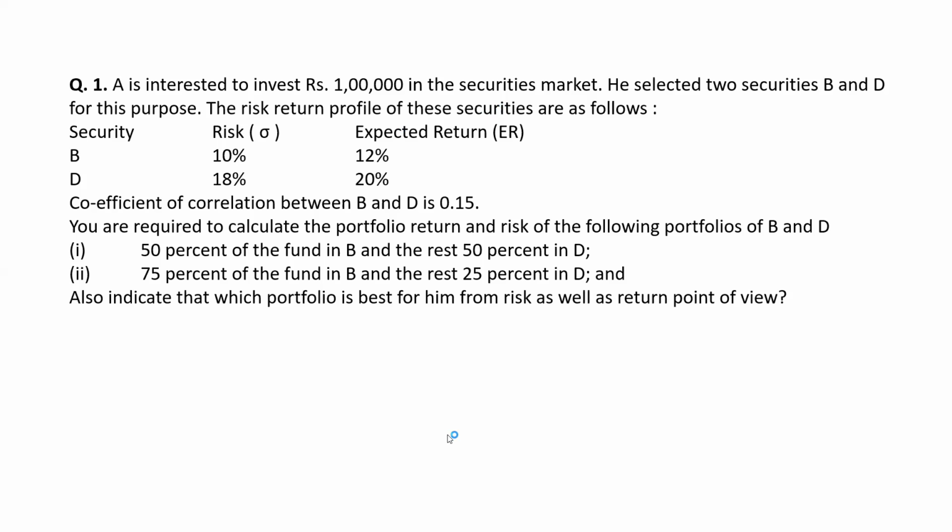So risk of B is given as 10 and risk of D is given as 18. Expected return is given as 12 and 20. And correlation coefficient is given as 0.15. So maybe you can note down these figures at your end. So when we use the formula, you can easily refer them. Just you can make a note of these figures.